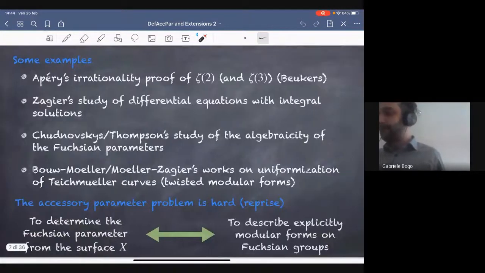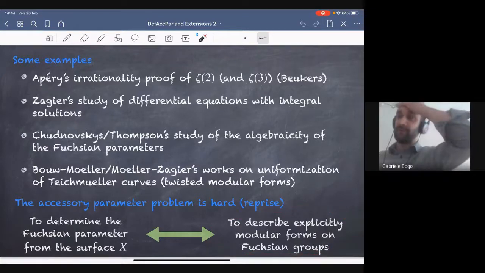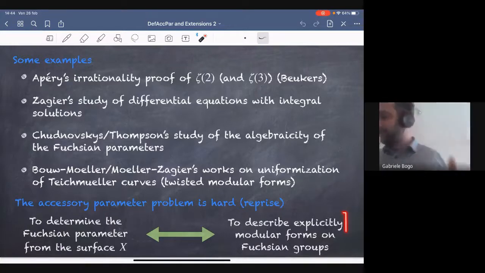Okay. Now there is another explanation of why the accessory parameter problem is hard. Why is it hard to determine the accessory parameter? Well, it's written here. If you are able to determine the Fuchsian parameter given a surface, then you will be able to describe the q-expansion of modular forms on every Fuchsian group. This is sort of an impossible problem in general, to give such an explicit expansion for every Fuchsian group. And this transcendence of the problem is precisely this difficulty.